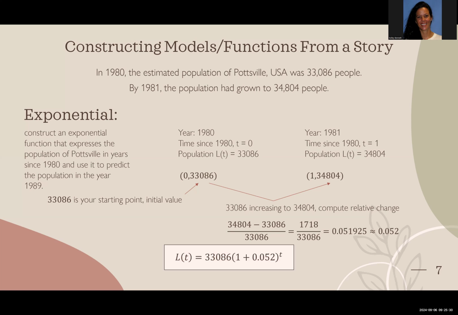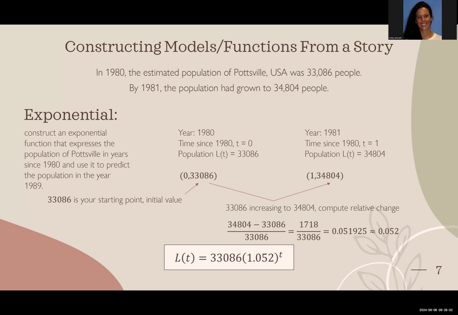So when we construct our exponential model, we're going to add that to 1. So it's going to be our initial value, 33,086, times 1 plus our rate of increase, 1 plus 0.052, and we raise that quantity to the power of t, time, our independent variable. So that would simplify to 33,086 times 1.052 to the power t. And this is our exponential model for the population.